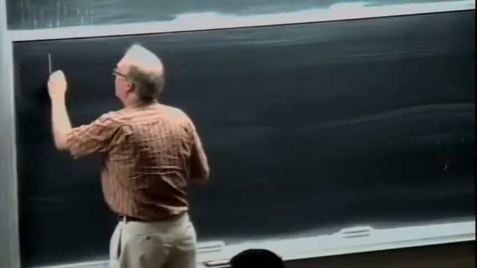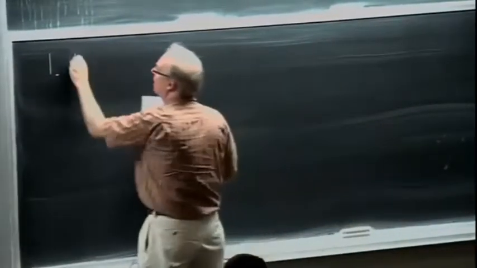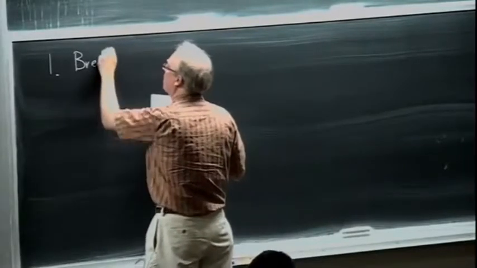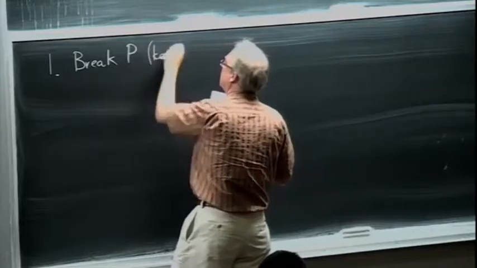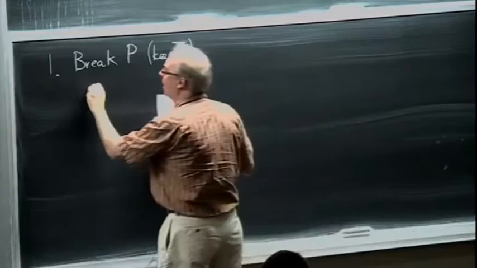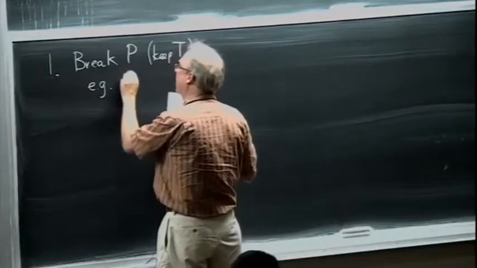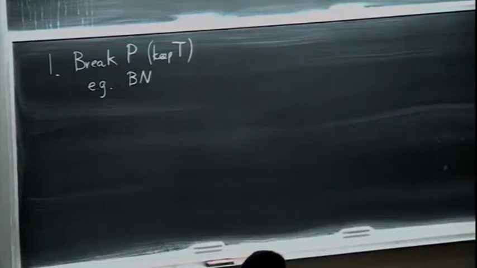So one way I can do it is I can break inversion, but keep T. And so this is, for example, what happens in boron nitride. So Pablo told us about boron nitride this morning. That's where on the two sublattices of the graphene lattice you put different atoms.